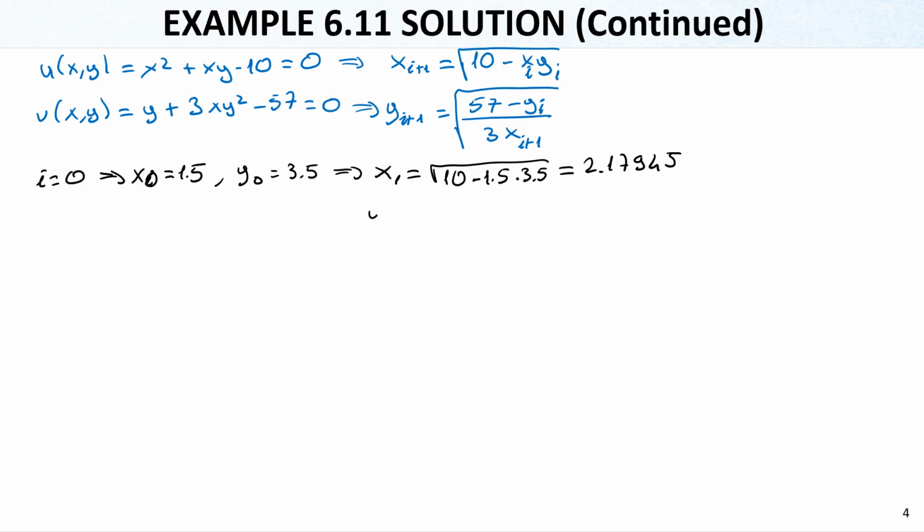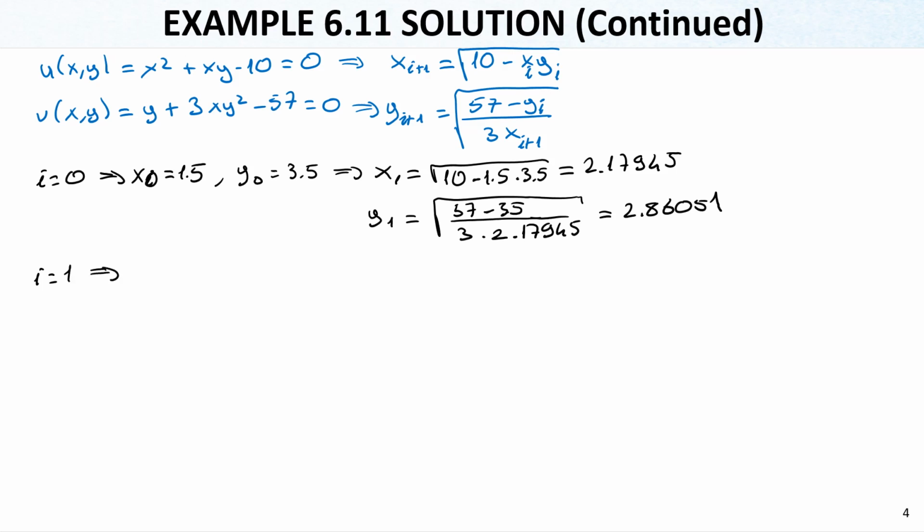Let's use y1 as well. It is the square root of 57 minus yi, which is y0, 3.5, divided by 3 times xi plus 1, 2.17945. And if we calculate this, it becomes 2.8601051. See, these are close enough to the true values, it seems. So let's continue one more iteration and see if it really goes to the actual values, like converging to them.